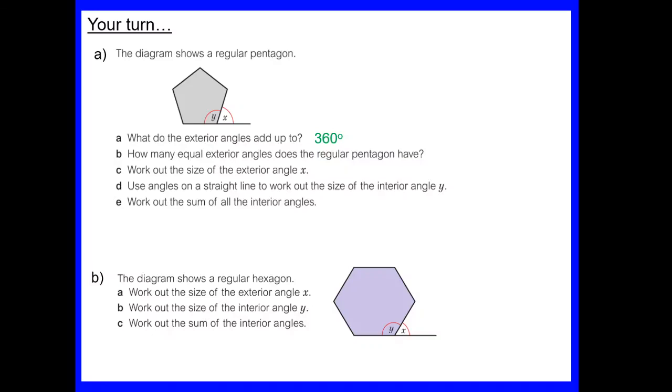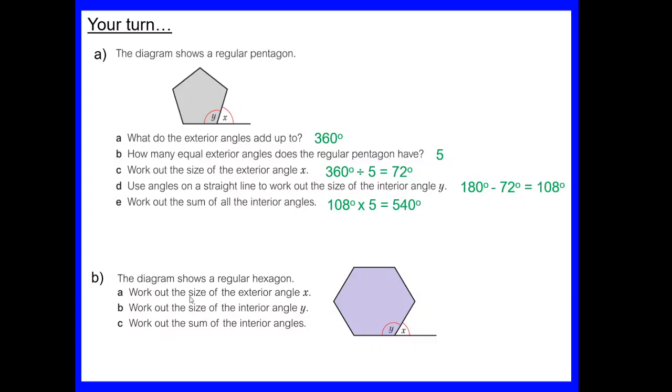How many equal exterior angles does a regular pentagon have? Well, it has 5 sides, so it has 5 exterior angles that are all equal. Work out the size of the exterior angle x. So that's 360 degrees divided by 5 sides means 72 degrees for angle x. Use angles on a straight line to work out the size of the interior angle y. So angles on a straight line add to 180 degrees. 180 minus 72 is 108 degrees for our interior angle. And work out the sum of all of the interior angles. So remember, y is 108, so that means all of these are also 108. So that's 5 lots of 108 degrees, which is 540 degrees.